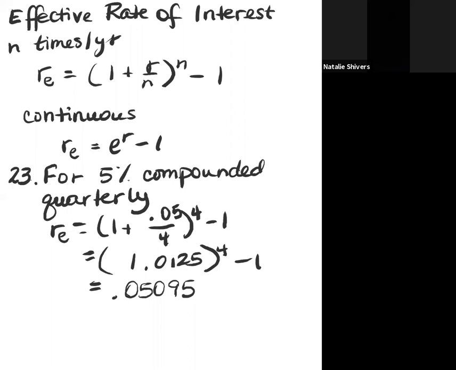This is looking for a rate. So if it's looking for a rate, we're looking for a percentage. So we need to change this and move this decimal 2 places over. So we're actually going to get 5.095%. So remember to change it.